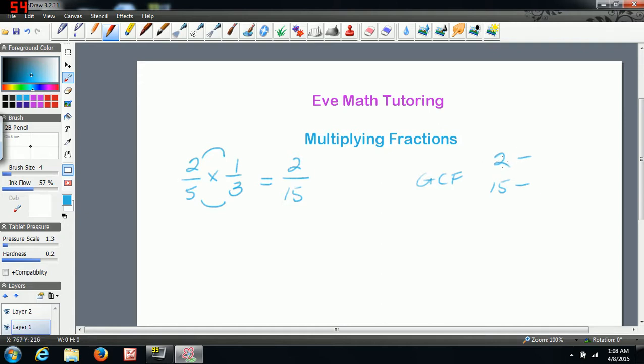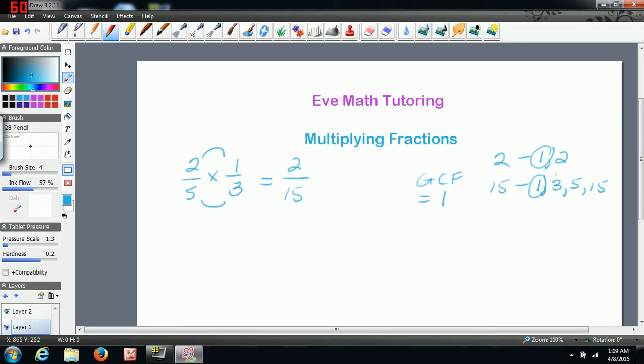So what numbers divide into 2 evenly? 1 and 2. 1 divides into 2 twice, and 2 divides into itself once. Same thing for 15. 1 divides into 15 15 times. 3 divides into 15 5 times, so it divides evenly into 15. 5 divides into 15 3 times, and finally 15 divides into itself once. So we list all of the factors of the numbers, and then we find the greatest common number. And that's our greatest common factor. So in this case, it's 1.